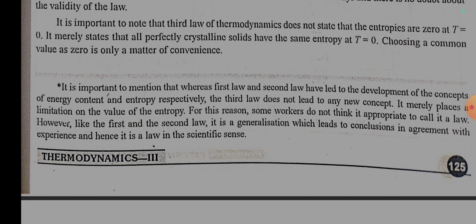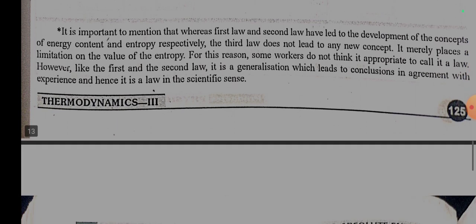It is important to mention that whereas the first law and second law have led to the development of the concepts of energy and entropy respectively, the third law does not lead to any new concept. It merely places a limitation on the values of the entropy. For this reason, some workers do not think it is appropriate to call it a law. However, like the first and second law, it is a generalization which leads to conclusions in agreement with experience, and hence it is a law in the scientific sense.